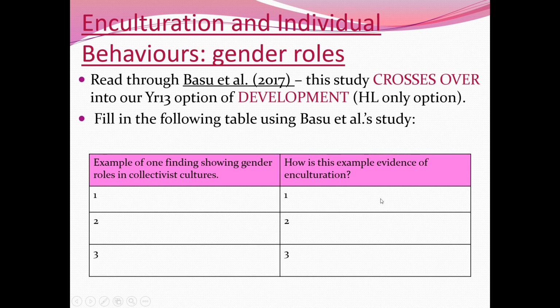How is this example evidence of enculturation? So basically, whatever your finding is here, then you write your interpretation of how it links to enculturation here, right? So it might be something like, I know girls are encouraged to help with the housework. That might be one of their findings. How is this an example of evidence of enculturation? It could be something like within the culture, women would be traditionally expected to carry out domestic roles, domestic chores. That domestic chores within this culture seem to be entirely attributed to women, for example. So have a go at that.